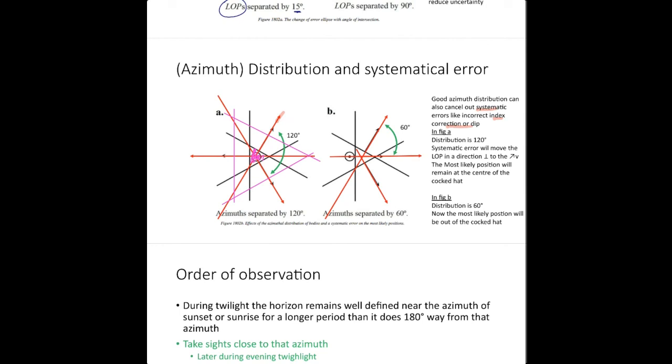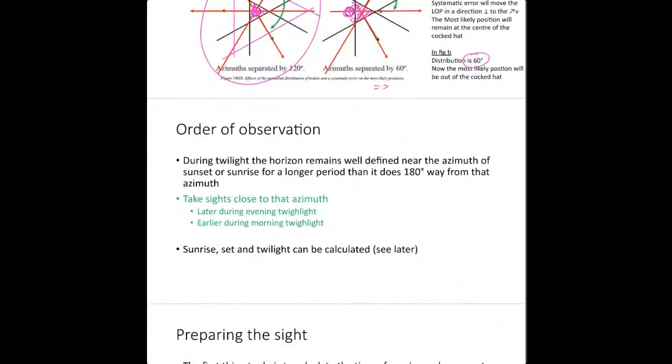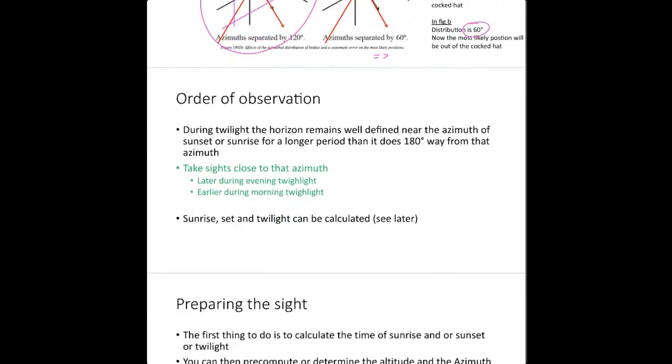If our azimuths are distributed by only 60 degrees, then we see the same thing. This was our initial position, but when we put the line of position, the first one in that direction, the second one in that direction, and the third one in that direction, we'll see that if this is our new cocked hat, our old position isn't in the cocked hat anymore. So then we have an outside most probable position. So you see that it's much more advantageous to use this observation distribution than to have a distribution separated by 60 degrees. Nevertheless, very often this is a system that is used in intercepts done by seafarers.